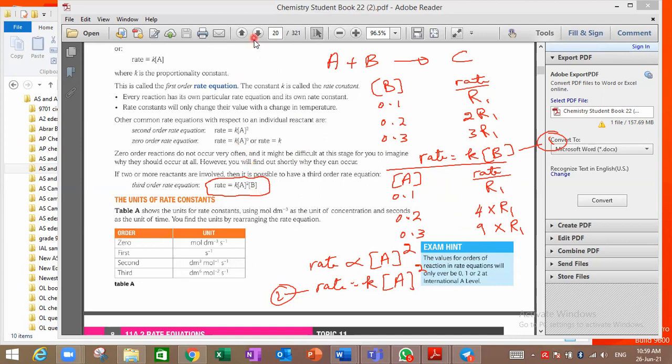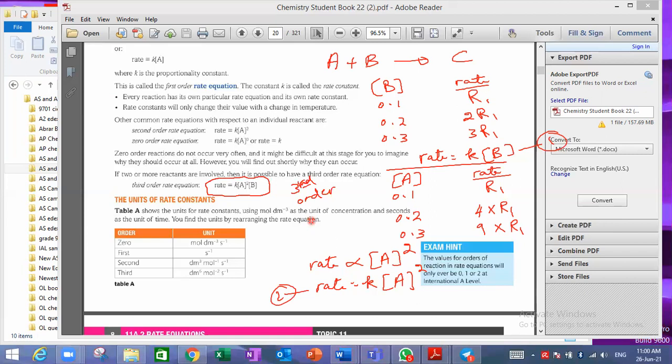And we say that this is a third order reaction. It is first order with respect to B and second order with respect to A. So we add both orders, 2 plus 1 makes 3, so we say that it is third order overall. We call these rate equations, which relate the rate of a reaction with the concentration of the reactants.